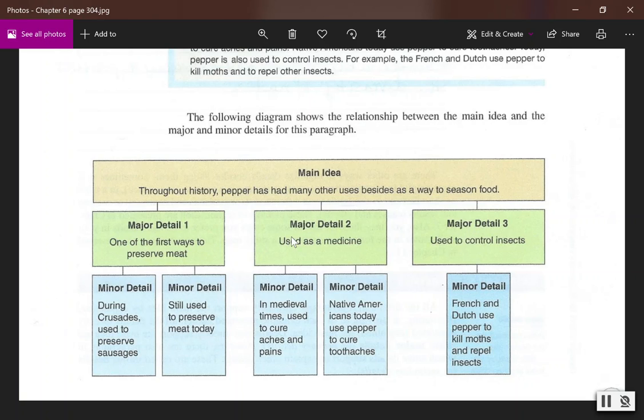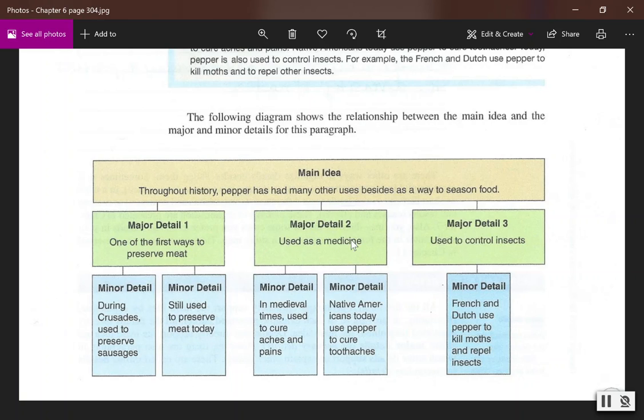3 major primary details. Our first one is the first way to preserve meat. There's a couple of ways that we can do this. These are our minor details. So during the Crusades, pepper was used to preserve sausages, and it's still used to preserve meat today. So these support this first way.